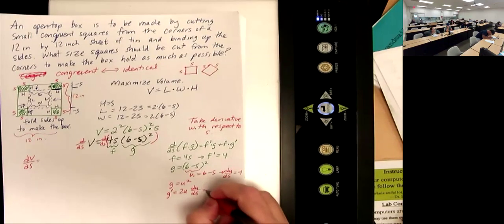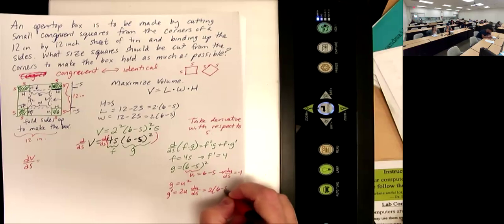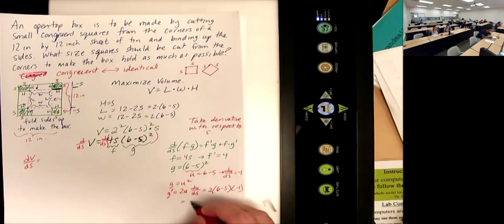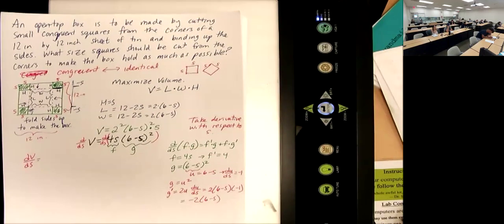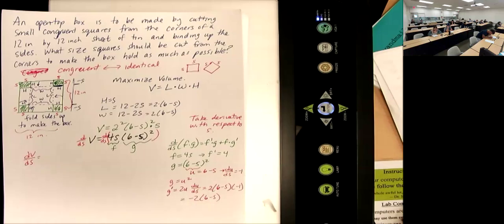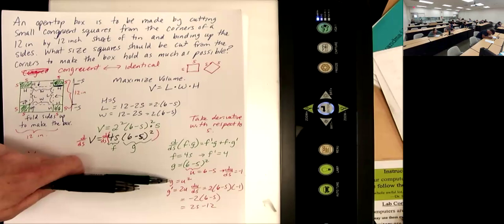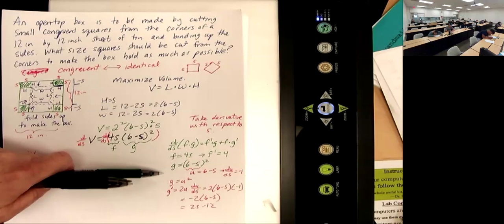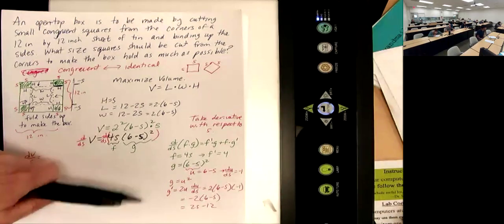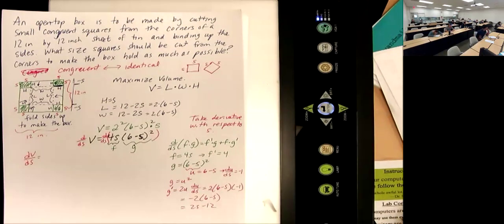Then plug back in what you had. This is 2 times 6 minus s times -1, or -2 times 6 minus s. Or if you want, distribute it: 2s minus 12. That's probably the easiest way to go about it. You can get the 2s minus 12 without doing a u substitution. But if you got marked down on the test for not doing this step very well on many of the problems with chain rule and product rule, you might want to do the u substitution until you have it mastered.